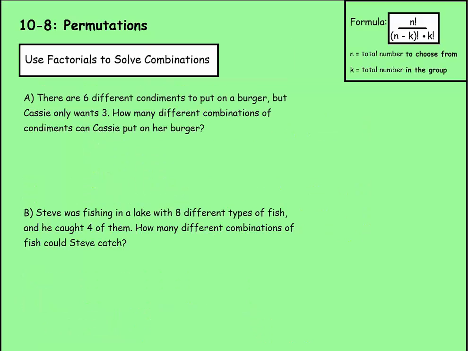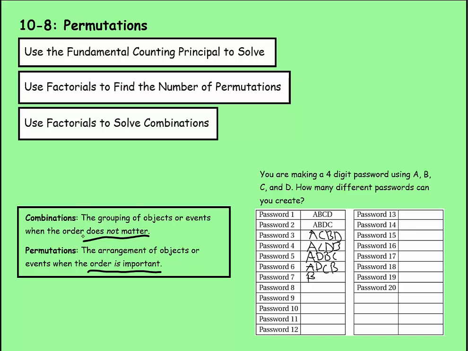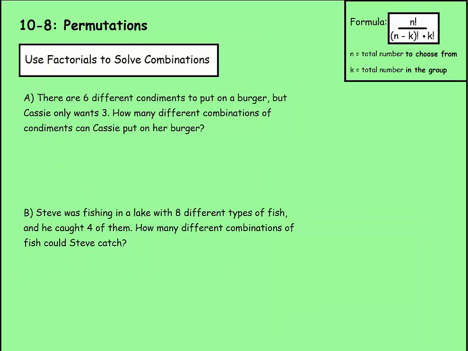We can also use these factorials to solve combinations. If you remember earlier here, combinations, the order does not matter. You can group it in any specific order. So in this case, there are 6 different condiments to put on a burger, but Cassie only wants 3 condiments. So how many different combinations of condiments can Cassie put on her burger? If we were going to solve this using a table or a tree, this would take us a very, very long time. Mostly because there's a combination of 3, and that makes it more difficult.